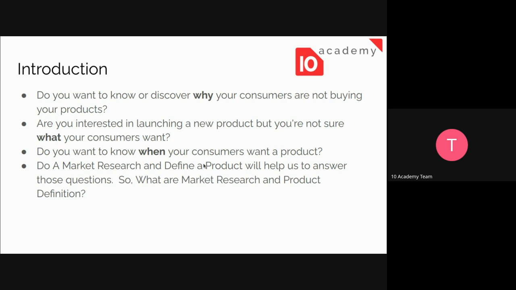The second question we are going to ask is, imagine that in the same scenario, you want to launch a new product, but you're not sure what your consumer wants. So you want to figure out the interest of your consumer. This is the second question. The third question is, when does our consumer want a given product? So those three questions that you have asked now, to answer them, a market research and the product definition will help us to answer those three questions. And for that reason, let us understand first of all what market research is and what a product definition is as well.